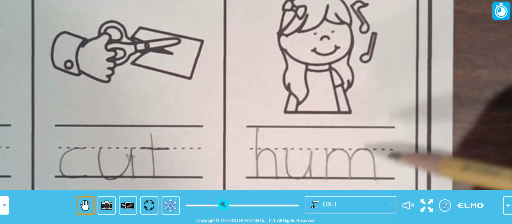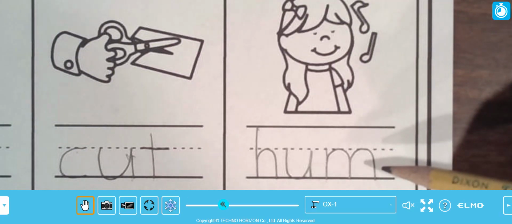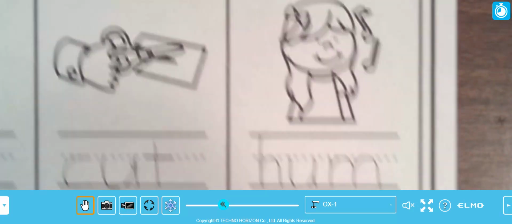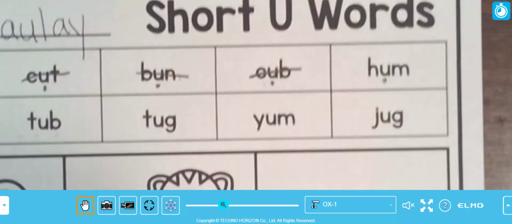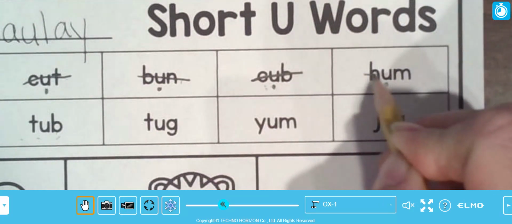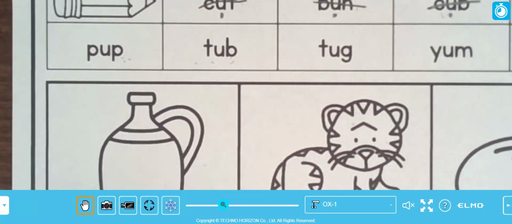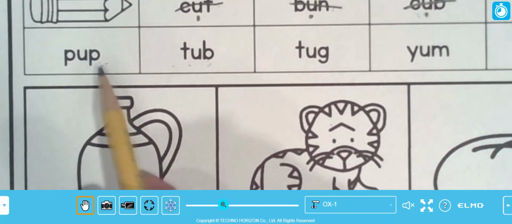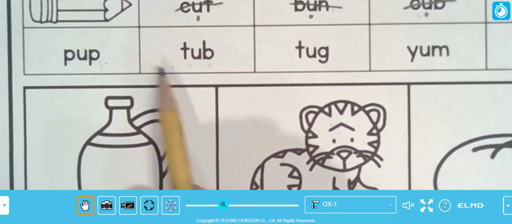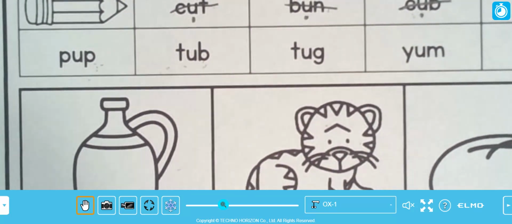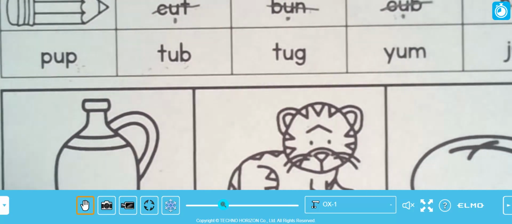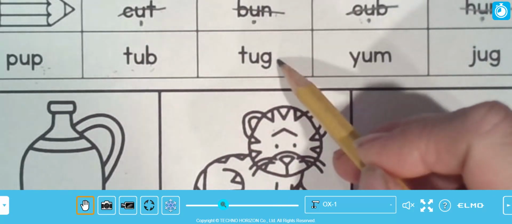Okay, hopefully you finished writing the word hum. If you did not, please pause the video. So I'm going to go up here and cross out the word hum. Okay, now this word and this word, I'm not going to do with you. You're going to do them by yourself when I finish this video. But this word we're going to do together.